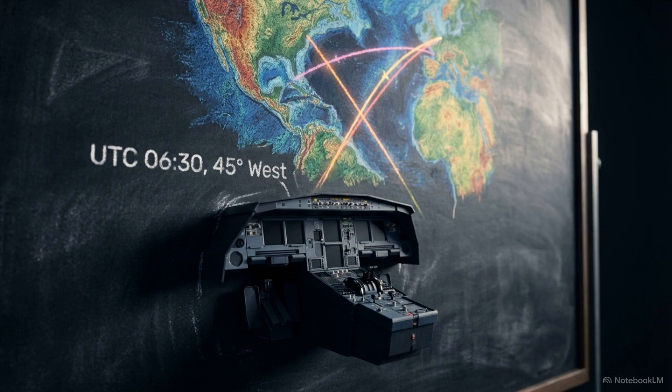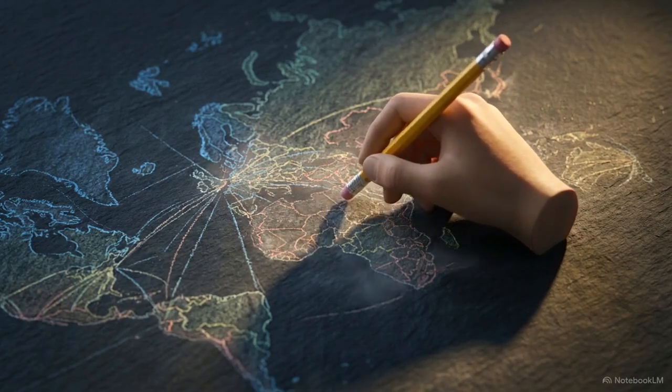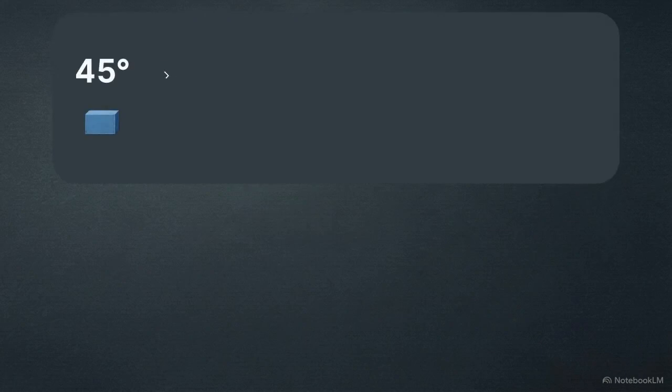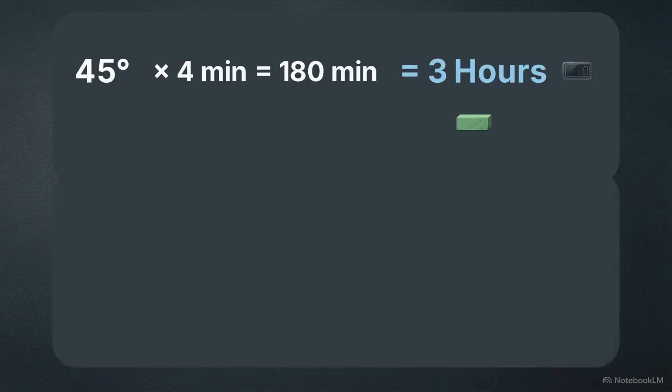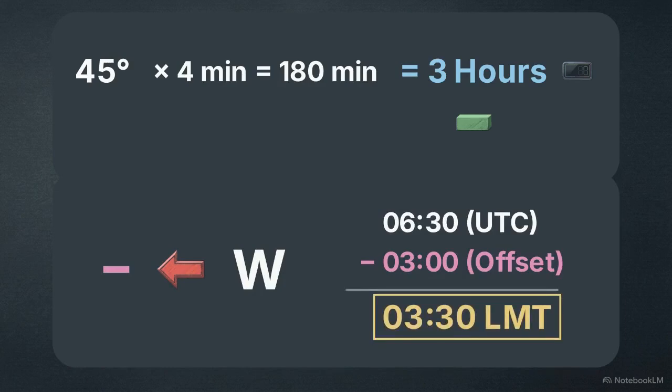Stop. Let's test this directly. UTC is 0630. The aircraft is at 45 degrees west. What is the local mean time? Pause the video right now, use the formulas we've covered, and work through the mental math before you proceed. Step 1. Multiply 45 degrees by 4 to get 180 minutes, which converts to 3 hours. Step 2. West means subtract. 0630 minus 3 hours arrives at 0330 LMT.